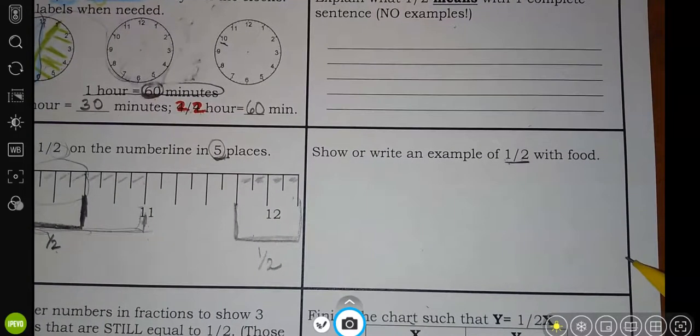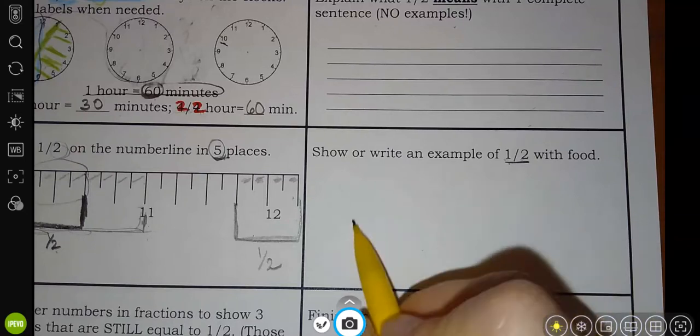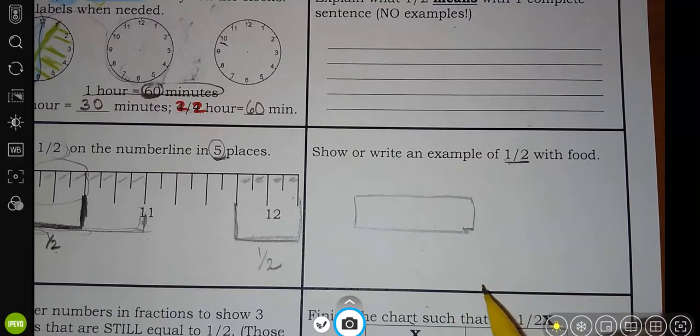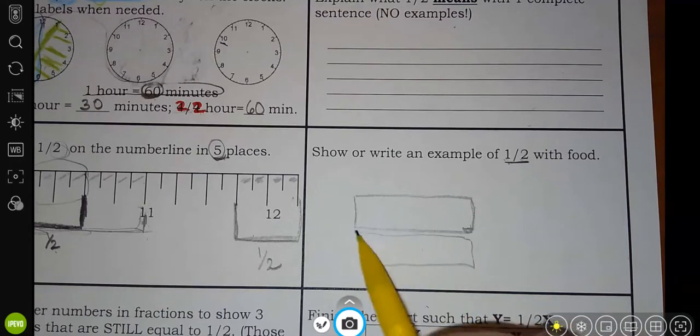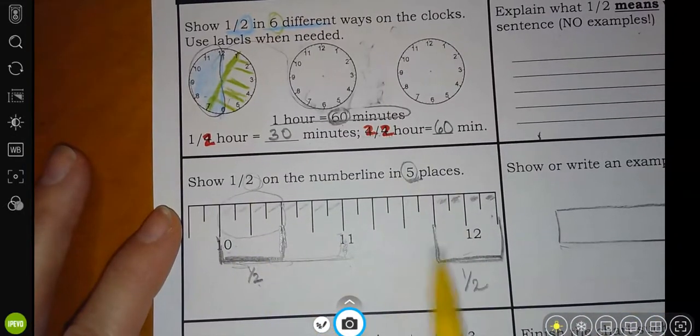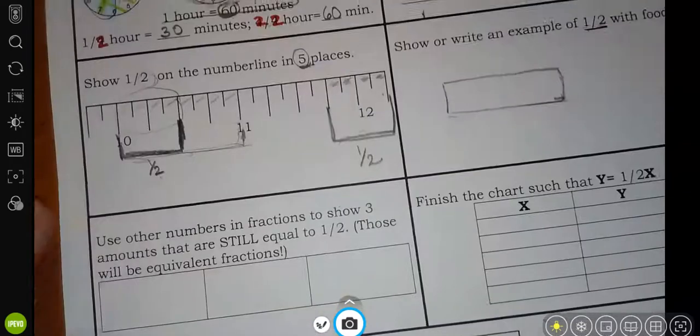Write or show an example of half with food. Candy bars, pizzas. You would actually draw it out. Mine happens to be a candy bar. And then you would need to show, all right, if this is my candy bar, where is half of it? What if you draw a Twix? Where would half of your Twix be? Ooh, that might make things interesting. You would need to do more than draw. You would need to label things just like we've done on our number line and our clock.